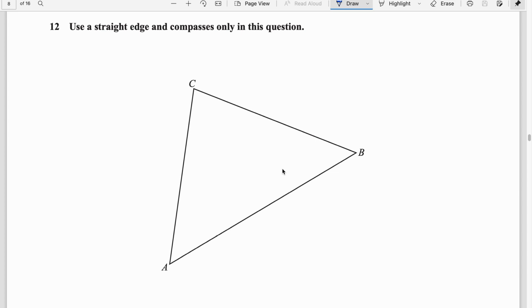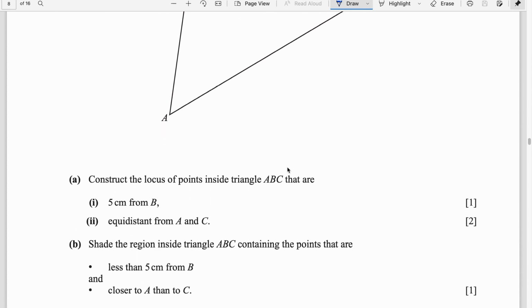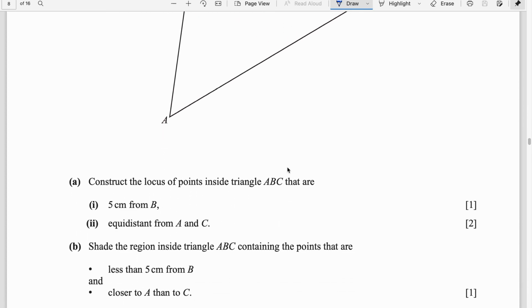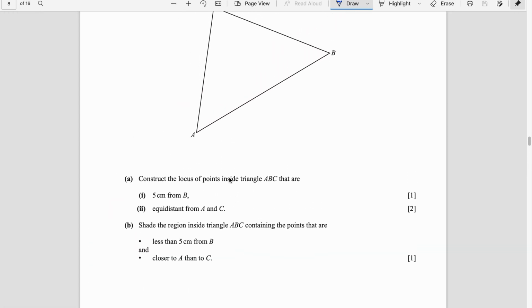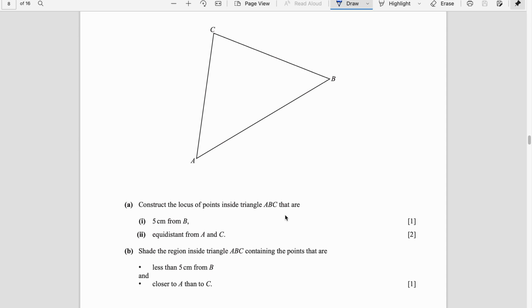Question number 12. Use a straight edge and compass only in this question. What does the question say? Construct the locus of points inside the triangle ABC that are 5 centimeters from B. I've already uploaded a video for locus. If you need to study the notes, we'll just strictly stick to the question. So 5 centimeters from B. B is a point. It should be an arc of 5 centimeters. So place the needle at B and draw the arc of 5 centimeters.